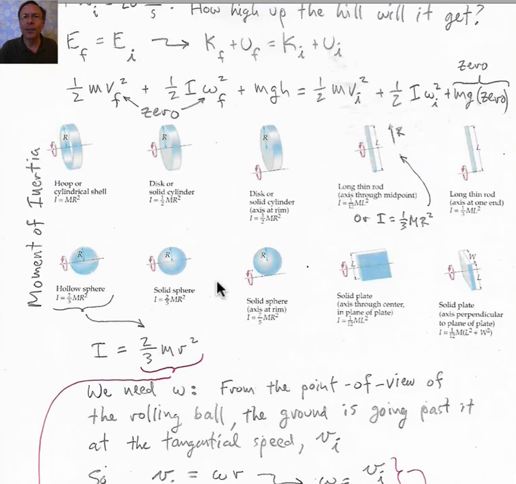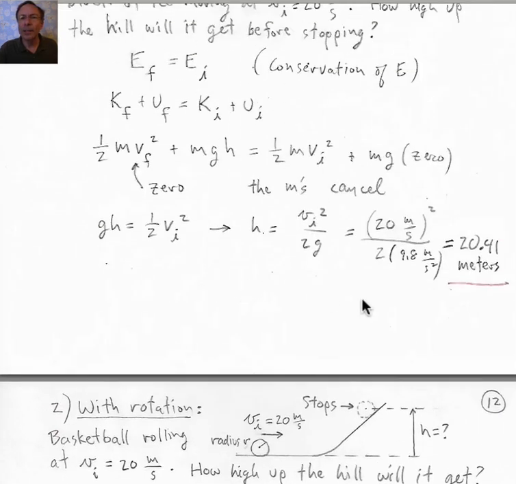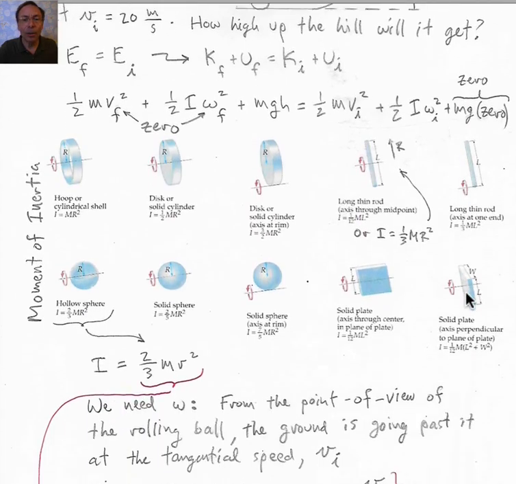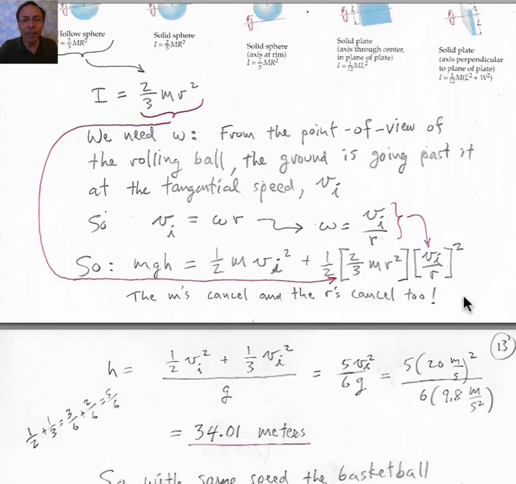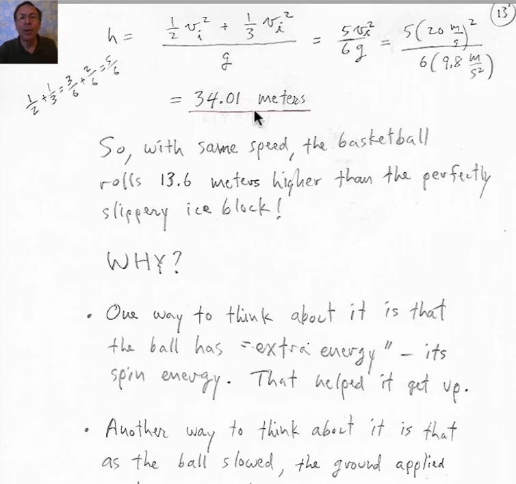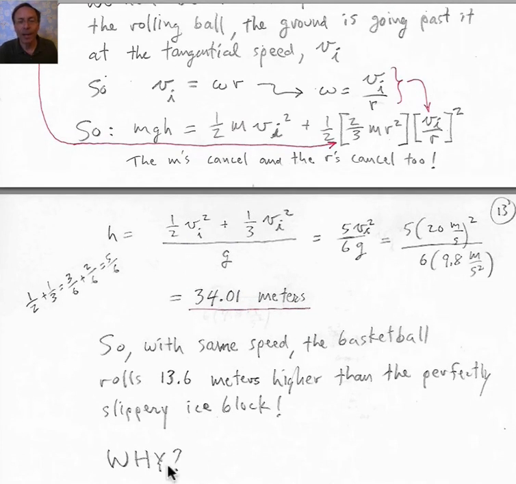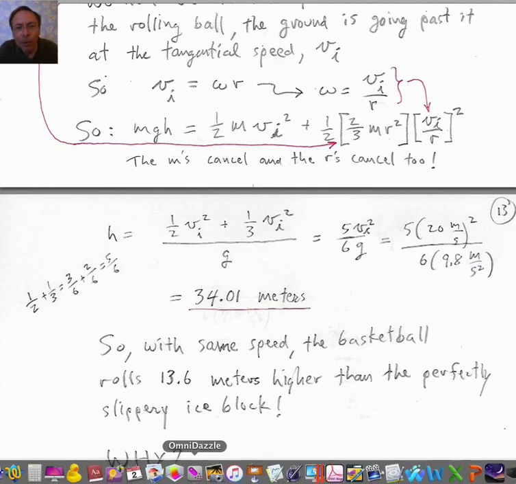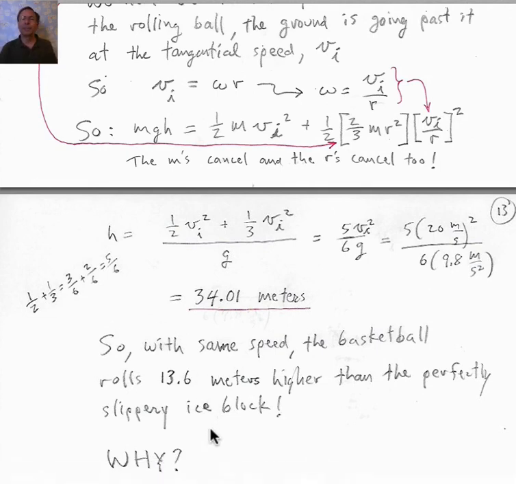Now, isn't that higher than the block of ice? Let's go back up and see. The block of ice went up 20.41 meters. And the basketball, which is going at the same speed, is going up 34.01 meters. So the question is, why? I'm going to hide the answer. Why does the basketball go higher than the block of ice?